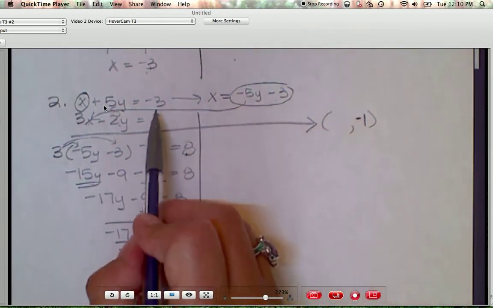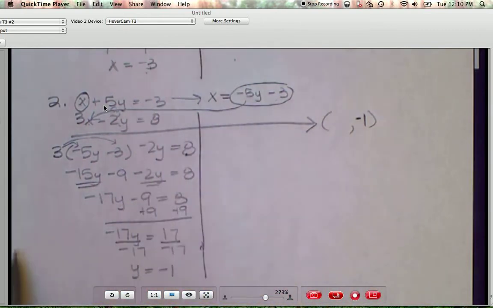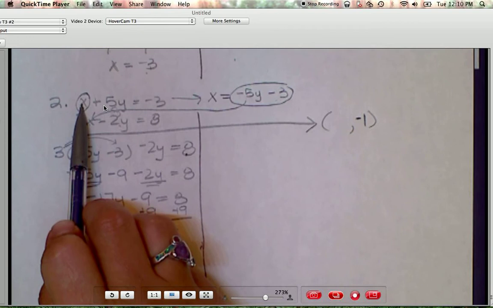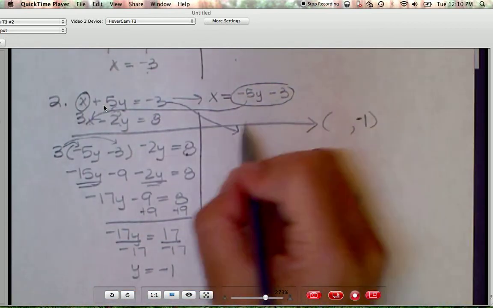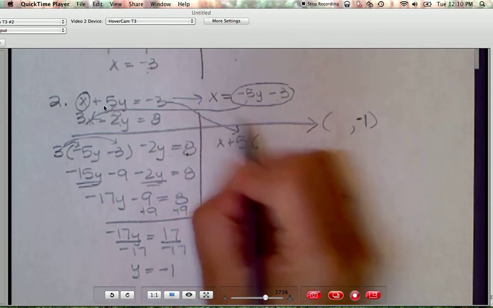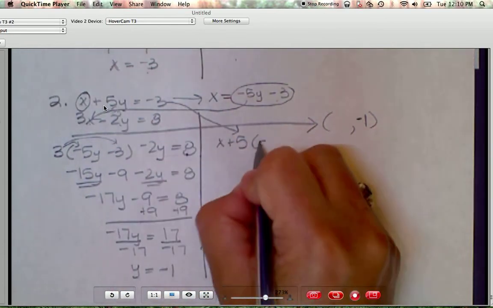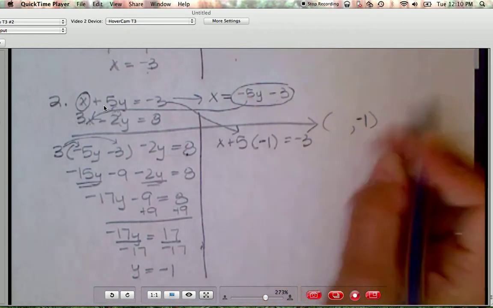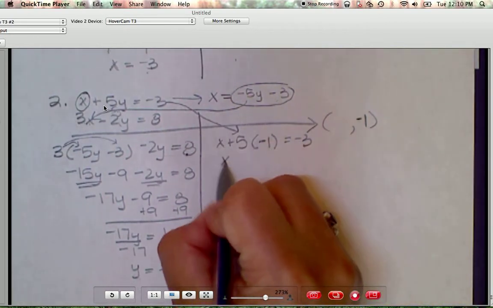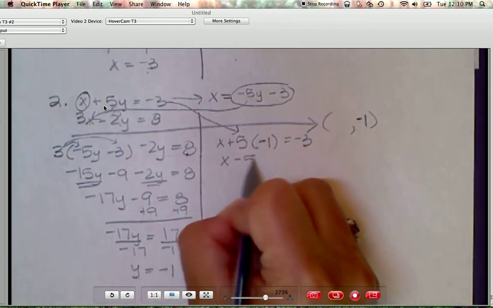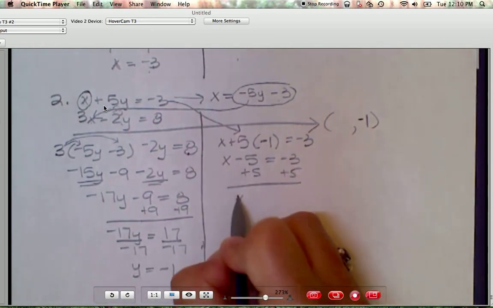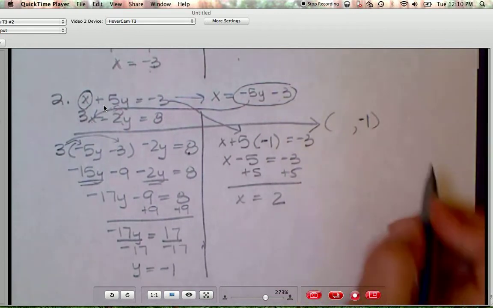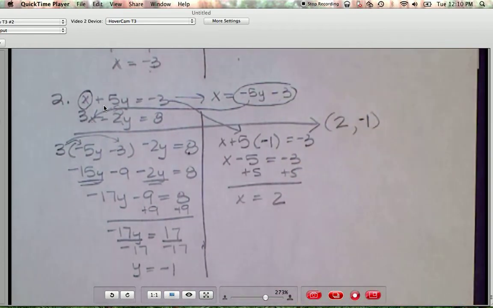Okay? So when we look at these two equations, which one seems to be the easiest? Well, this one, since that x is lonely, might make this a little easier. So I'll probably choose that one. X plus 5 times y, which is negative 1, equals negative 3. Finish simplifying this. X minus 5 equals negative 3. And then finish by adding 5 to both sides. X equals 2. So we get the coordinate 2, negative 1 to be the solution to our system.